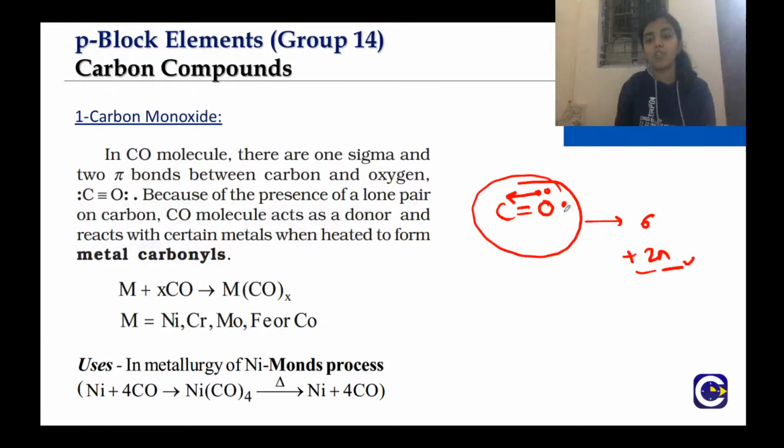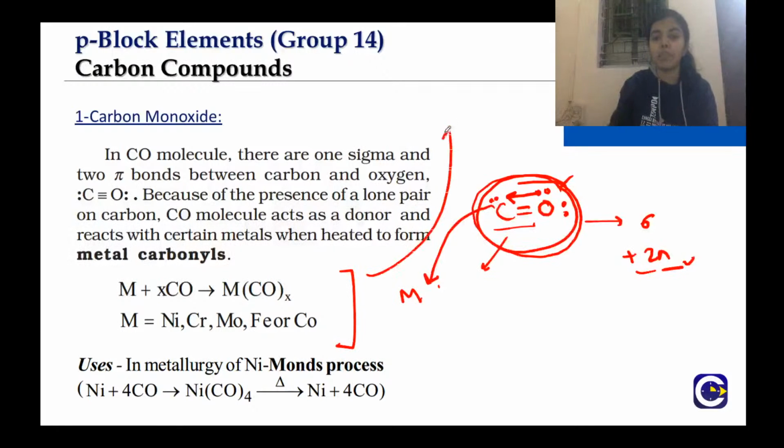Now here it has a lone pair on oxygen also, and a lone pair on carbon also, right? So what can happen here is that it can behave as a donor molecule, sorry, not atom, and can form metal carbonyl. So the metal accepts electron density from carbonyl and forms what? Metal carbonyl complex. And you will deal with this in your coordination chemistry chapter in class 12th, right?